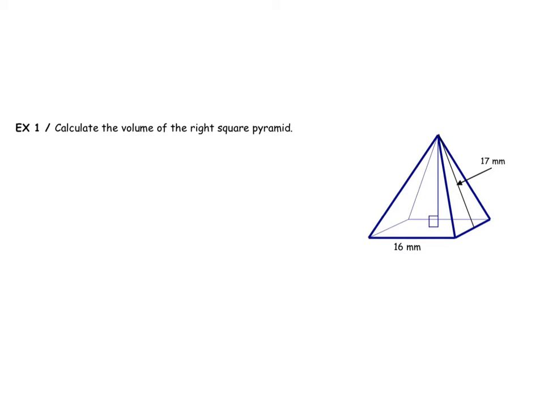I'm going to write down my volume formula. The volume of a pyramid is 1/3 base area times height. And now I'm going to find my base area. In this case that's a square. And I'm going to find my height, which looks like it's going to require me to use the Pythagorean theorem.